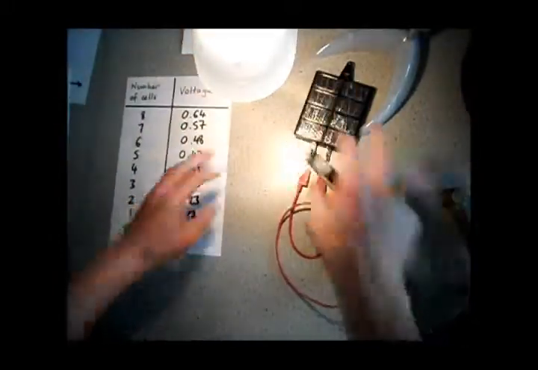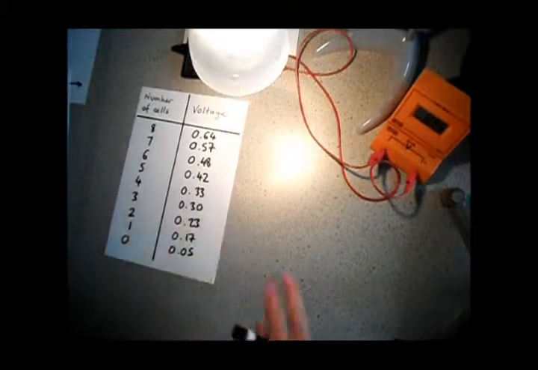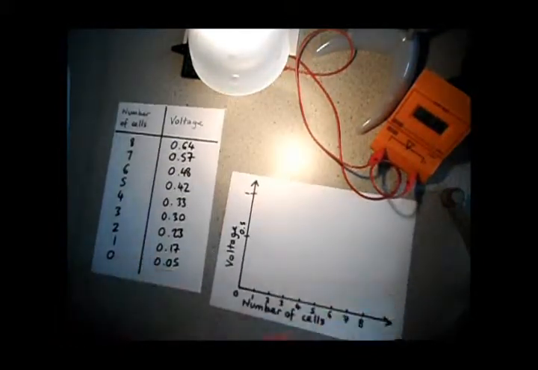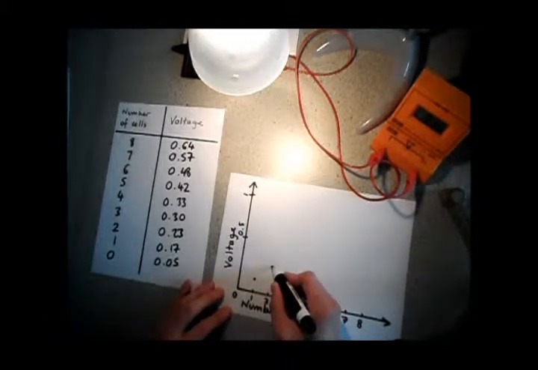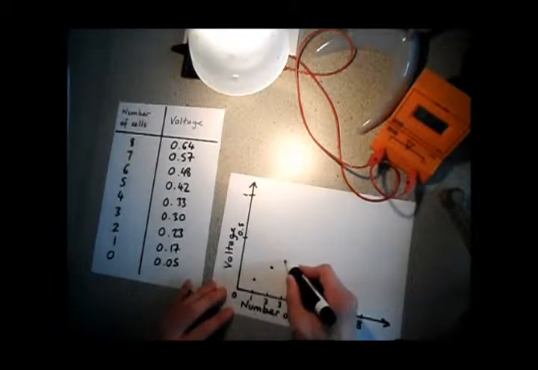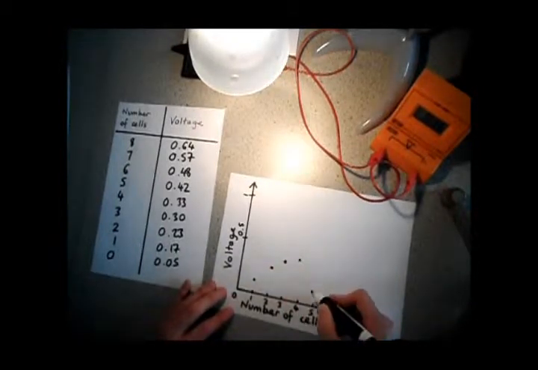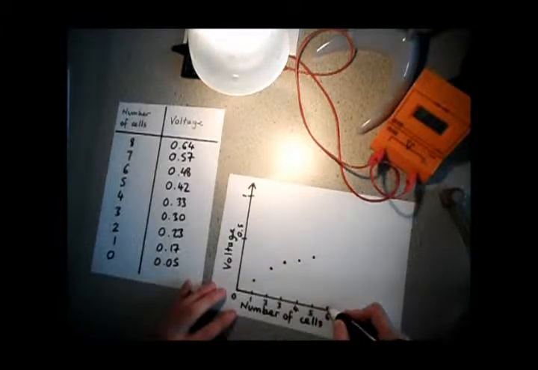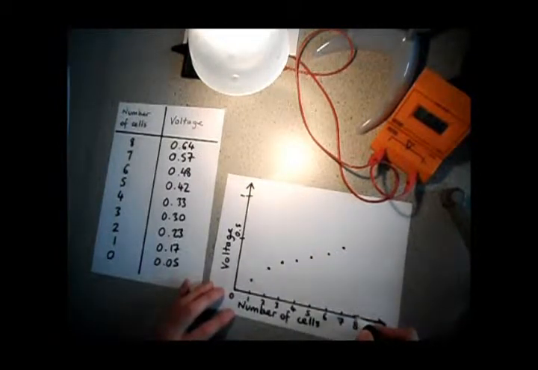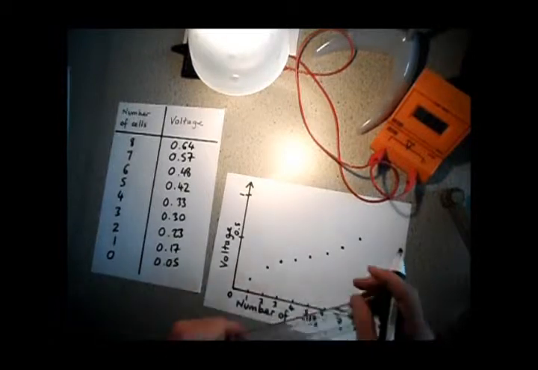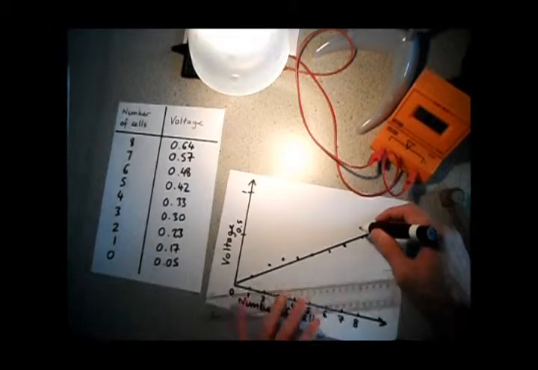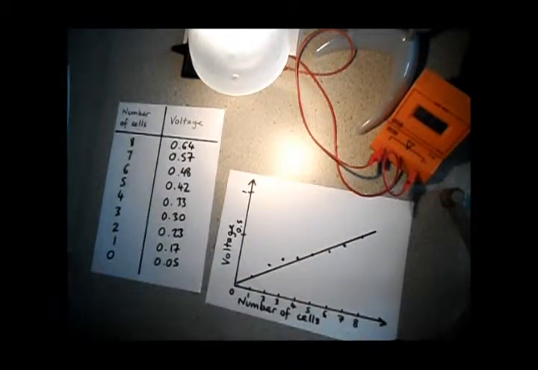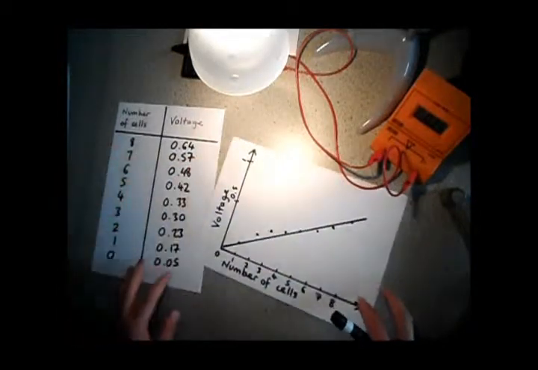Okay, the next task for the pupils is to plot that in a graph. So the 2 axes they'll obviously need are voltage versus number of cells. And you should find that the pupils get approximately a straight line graph. So, as you can see, the more cells there are open, the bigger the voltage that is created.